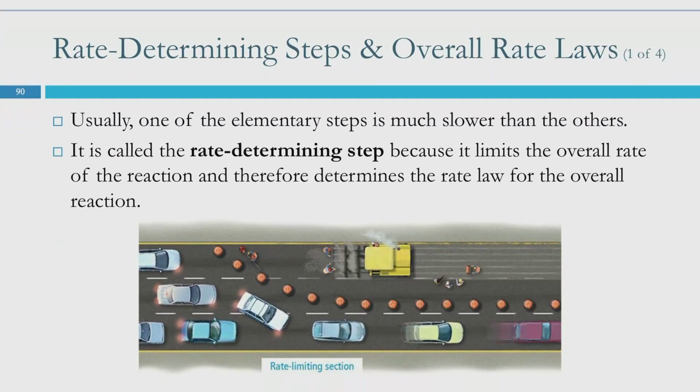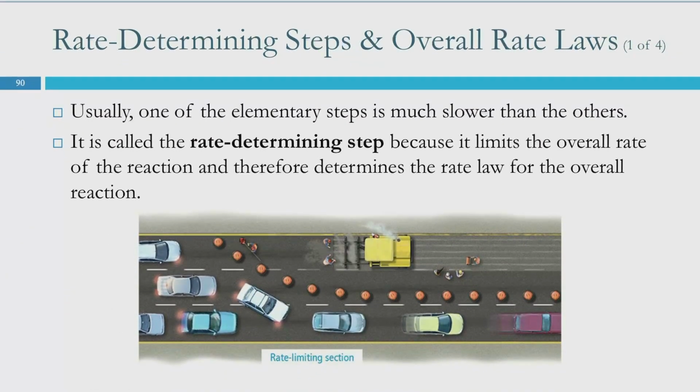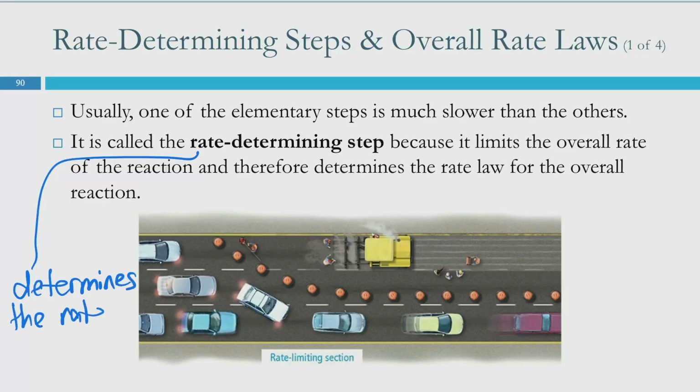Oftentimes, if you've got a multi-step reaction, especially one with intermediates, one of the steps is going to be a lot slower than the others. We call that the rate determining step. That determines the rate of the reaction.